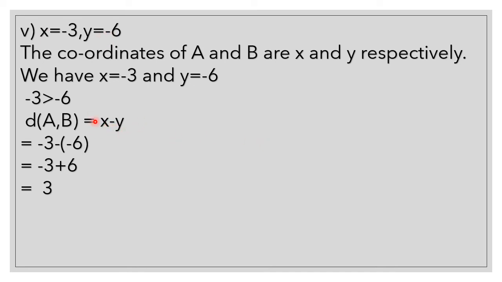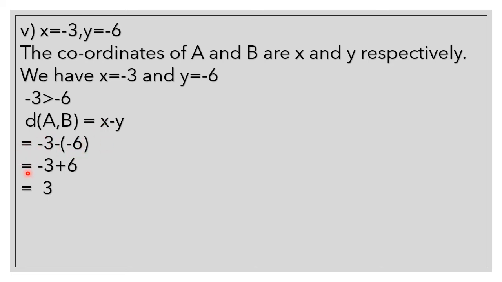If y is greater than x, what will we write here? We will write y minus x. As here x is greater than y, hence we have written x minus y. Afterwards we have just substituted the values of x and y, and we have got that the distance between the points A and B is equal to minus 3 minus minus 6.